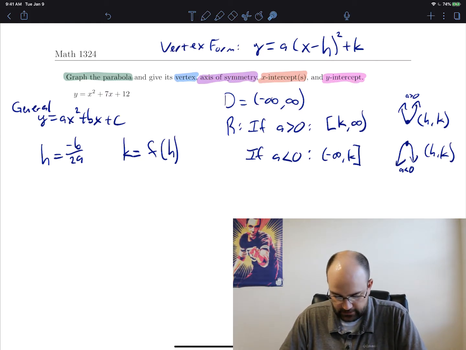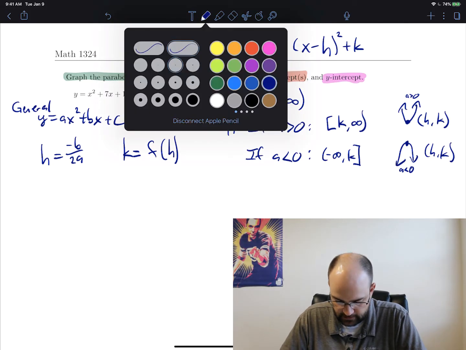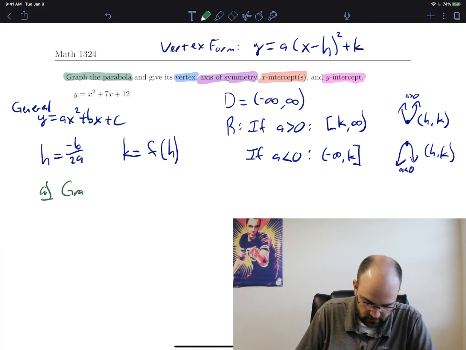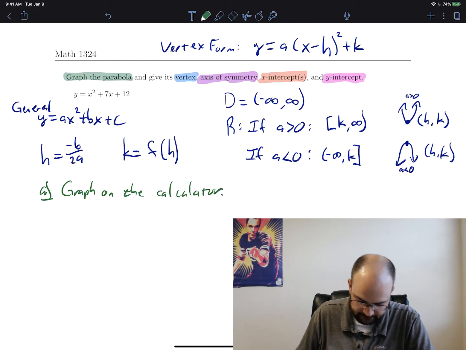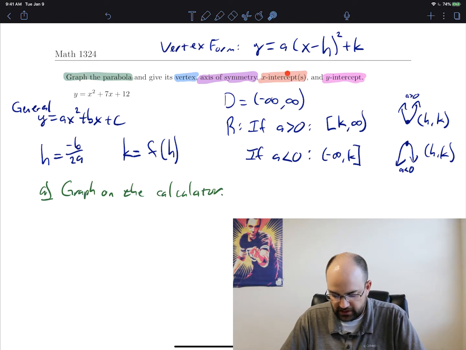Now that we know all this, to graph the parabola, first, you could just type that into the calculator and see what you get. I'm not going to do that. On A, graph on the calculator, go ahead and have fun with that. What I want to do is find the vertex, the axis of symmetry, the x-intercept or intercepts, and the y-intercept.